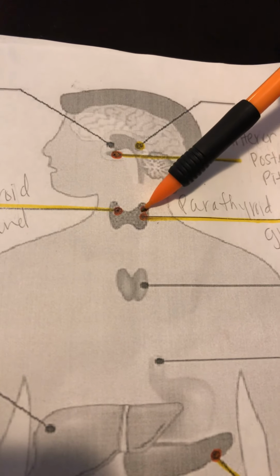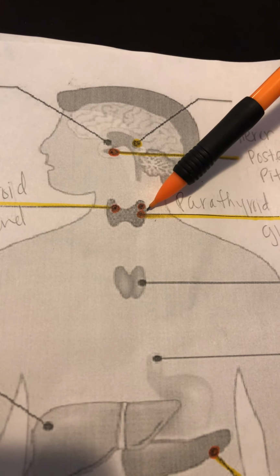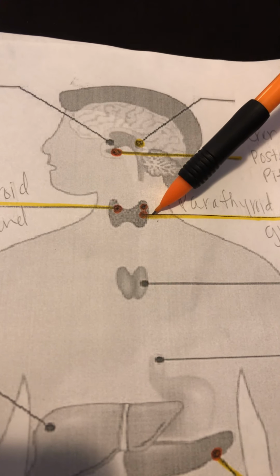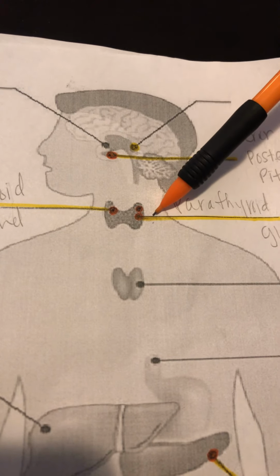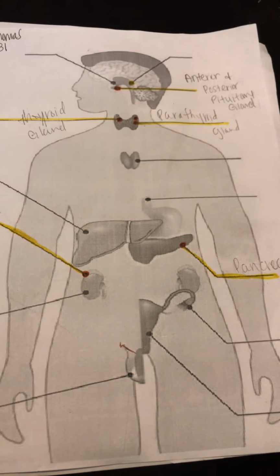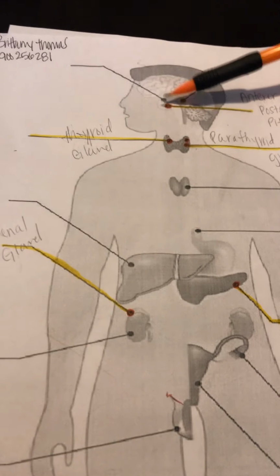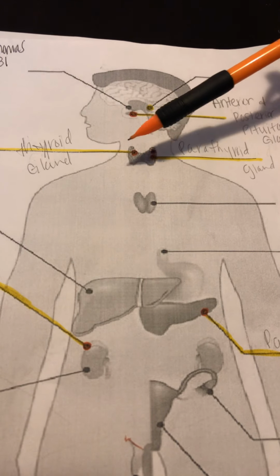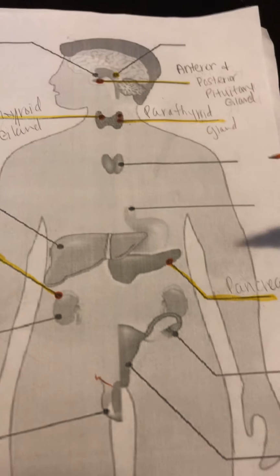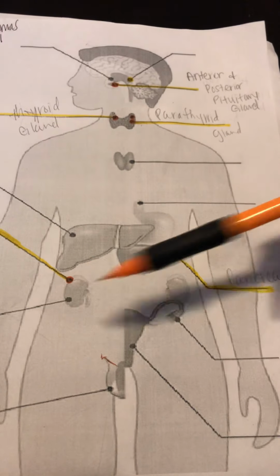The parathyroid is responsible for calcitonin, whose function is to lower blood calcium levels by stimulating calcium uptake by the bone. So that sums it up for our endocrine glands. Again, we have the anterior and posterior pituitary gland, the parathyroid gland, the thyroid gland, the pancreas, and of course the adrenal gland.